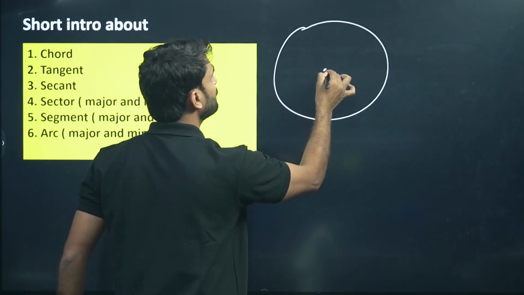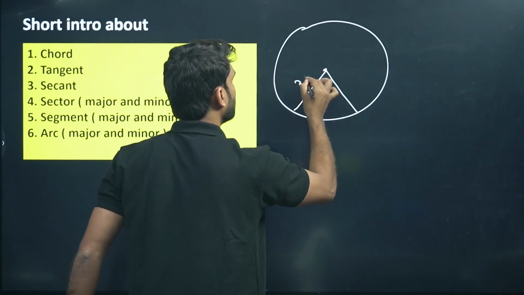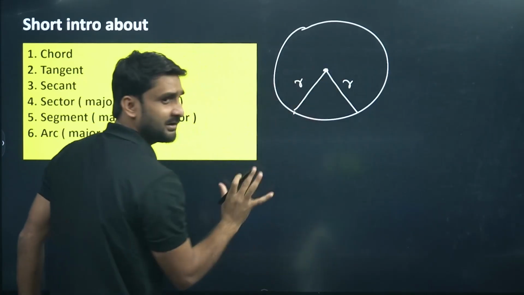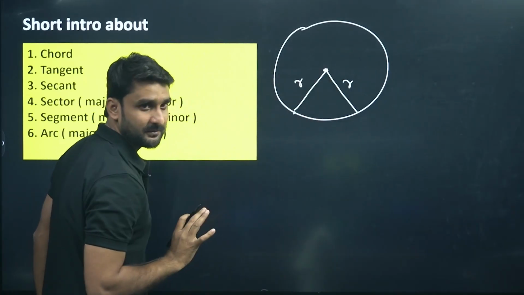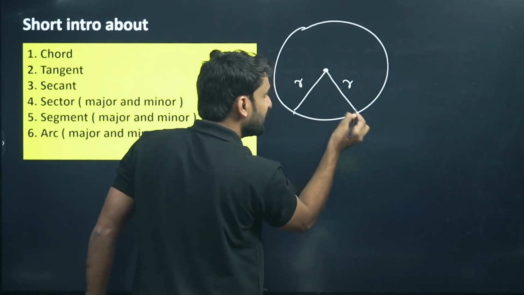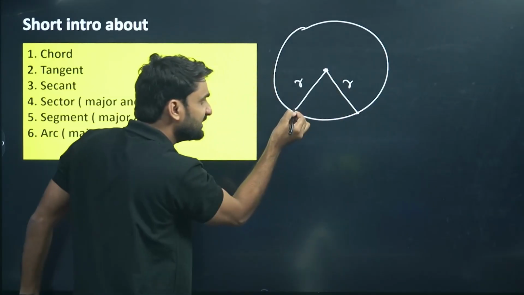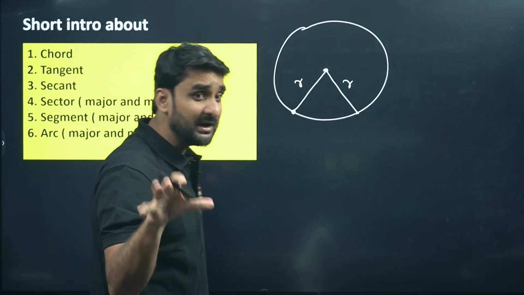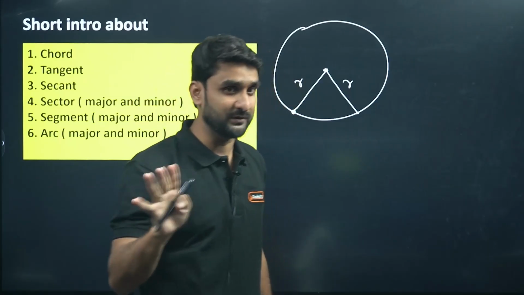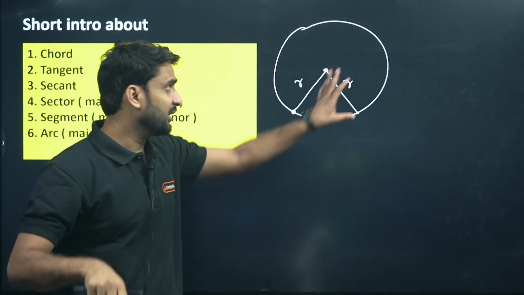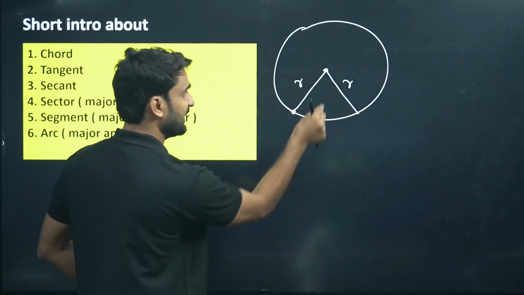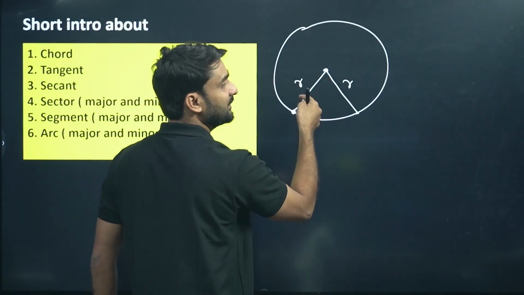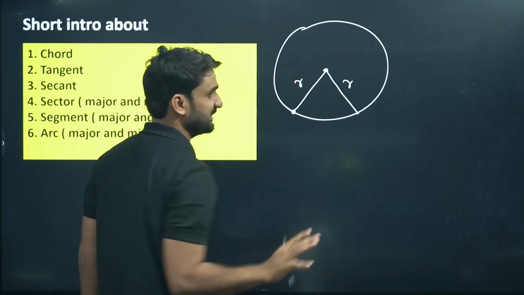If I am drawing 2 radiuses here, R and R from the center point, look, this is a sector, this is the minor sector, and this is the major sector. But on joining this radius to this point and this radius to this point, we are dividing the circumference also in 2 parts. You can see the area of the circle is divided into 2 parts. One area is this area, and the other is the remaining area. So this is the minor sector and this is the major sector.